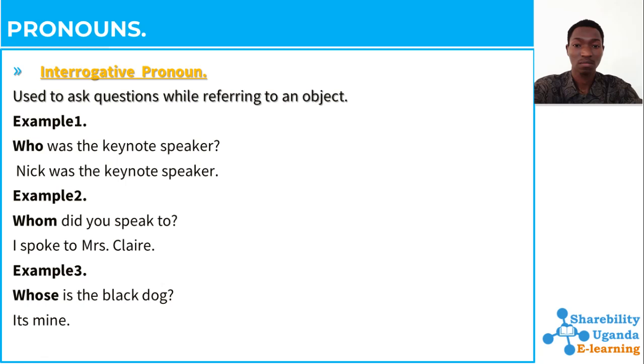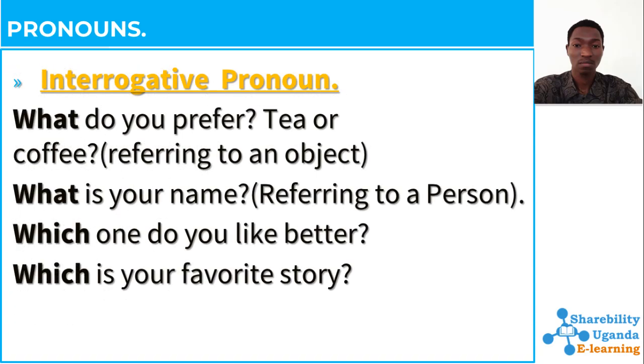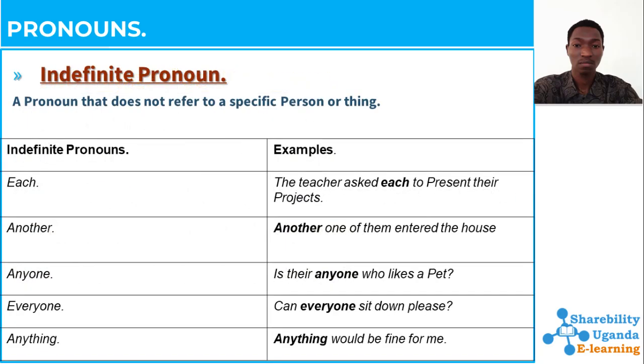Let us move quickly to the next type of pronouns, which is indefinite pronouns. Well, pronouns do not just refer to a particular person, animal, place, or thing. They can also be used to refer to no specific person, animal, or thing, and to an indefinite amount of things, like measures.